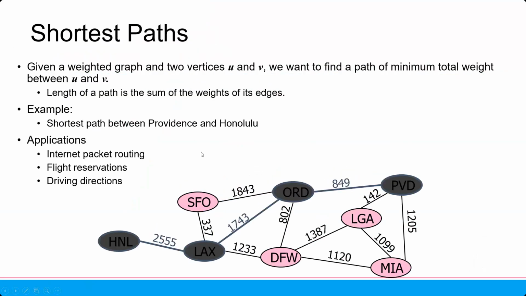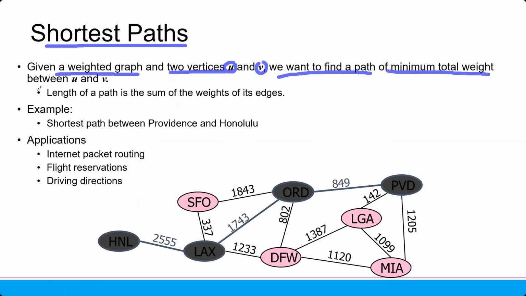We are going to look at the shortest path. Okay, so I think many of the team would like to use the shortest path. Given a weighted graph and two vertices, this is U and V, we want to find a path of minimum total weight.